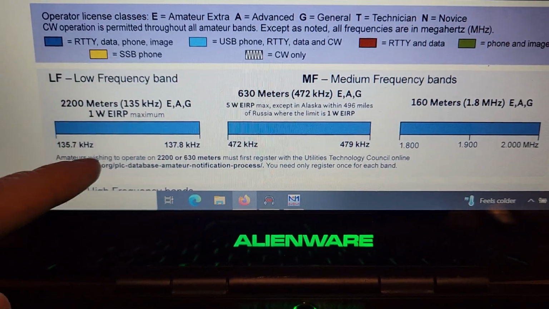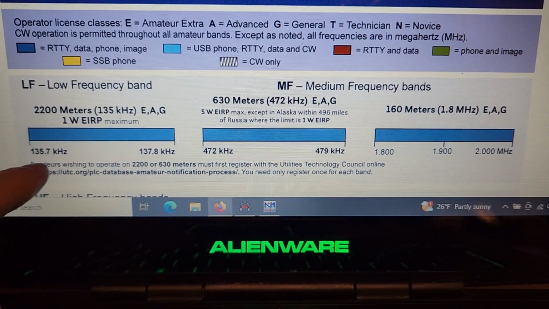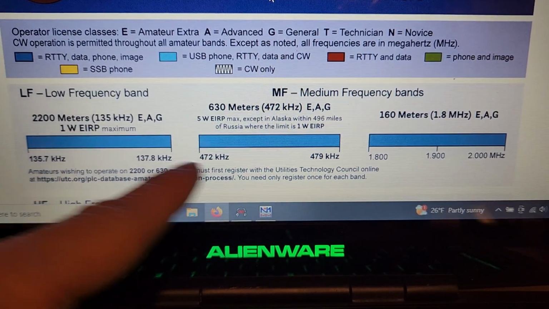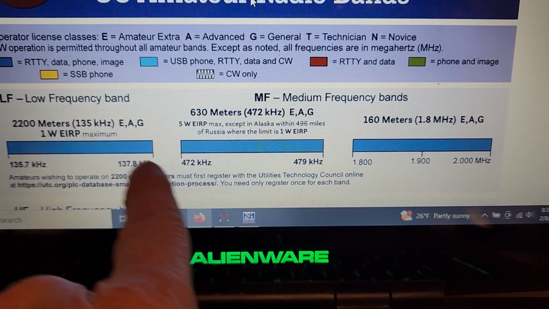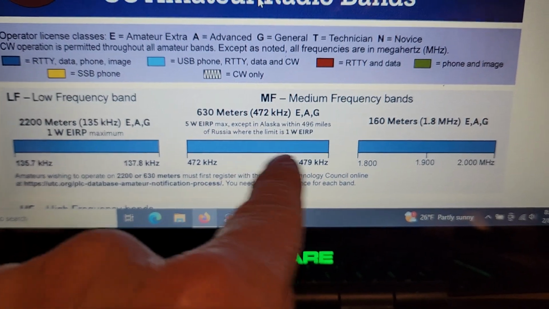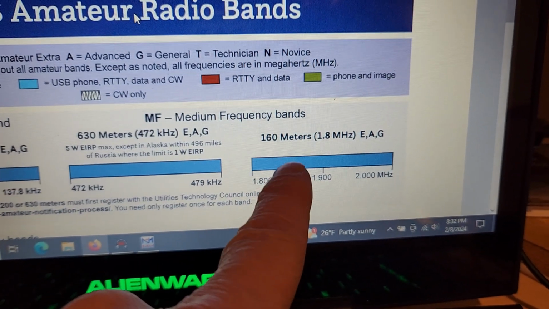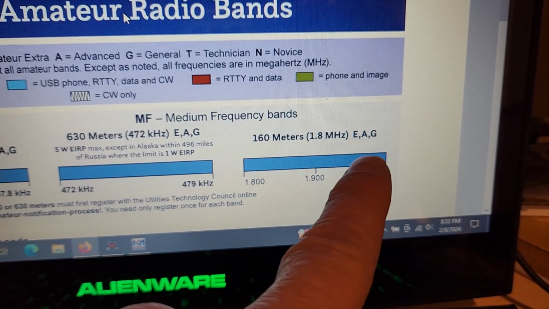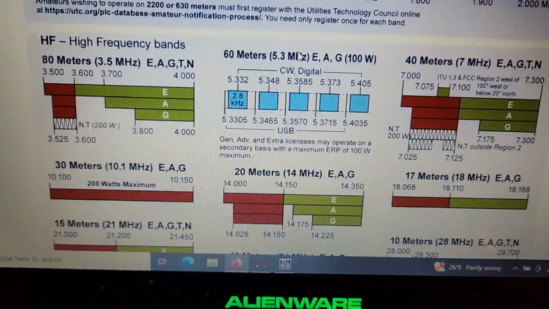These are a couple of the bands I didn't talk about. 2200 meter band, very few people do that. Very, very low frequency, very difficult to do the equipment and the antennas. 630 meters, not quite as hard, but still pretty hard. And notice these are EAG, extra, advanced, general. Technicians can't do this. 160, one of my favorite bands, very good at nighttime. But again, extra, advanced and general, not a band the techs can play on.